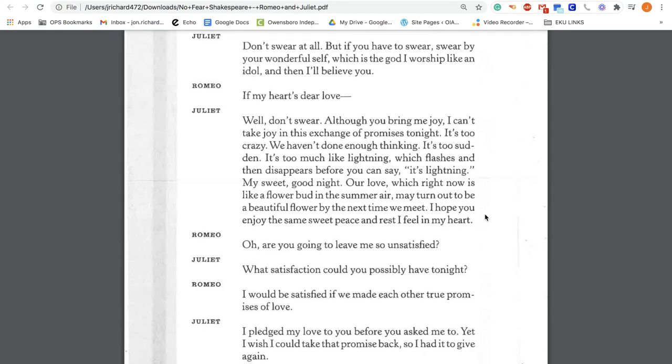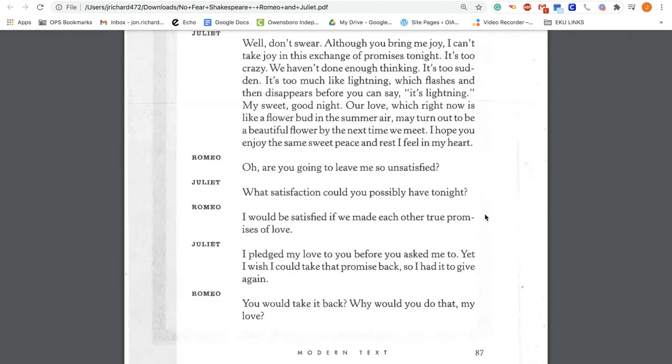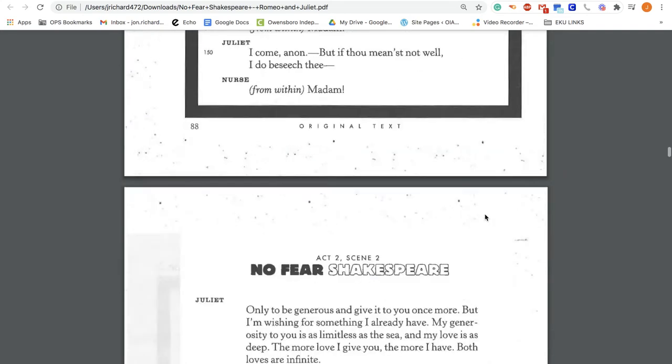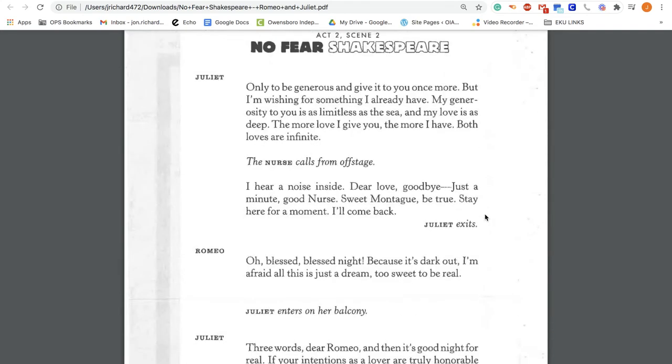And then Romeo continues to say, oh, are you going to leave me so unsatisfied? What satisfaction could you possibly have tonight? I would be satisfied if we made each other a true promise of love. I pledged my love to you before you asked me to. Yet I wish I could take that promise back so I had it to give again. You would take it back? Why would you do that to my love? Only to be generous and give it to you once more. But I'm wishing for something I already have. My generosity to you is as limitless as the sea, and my love is as deep. The more love I give you, the more I have. Both loves are infinite. The nurse calls from offstage.